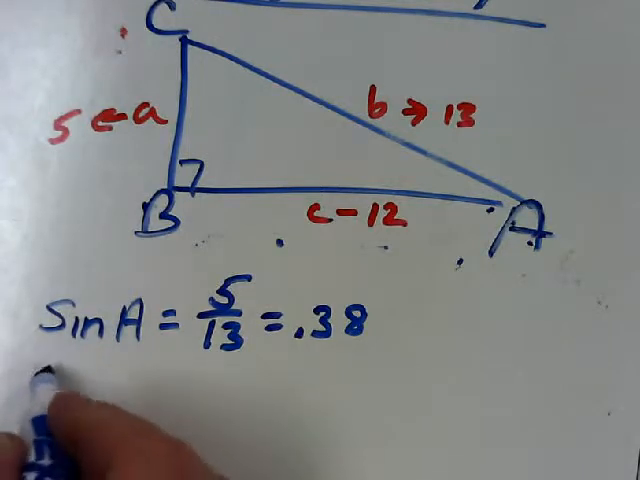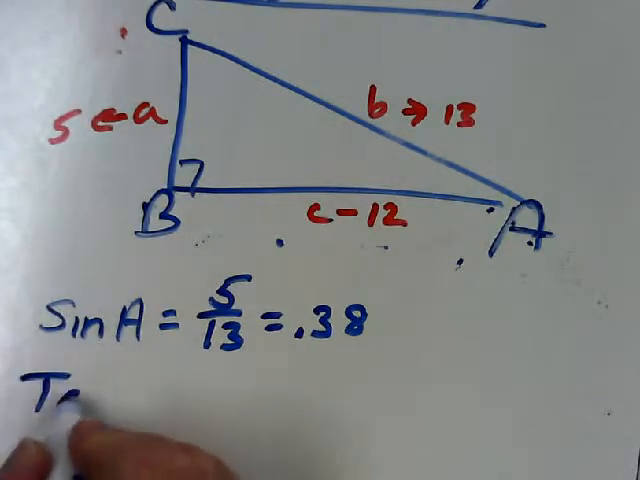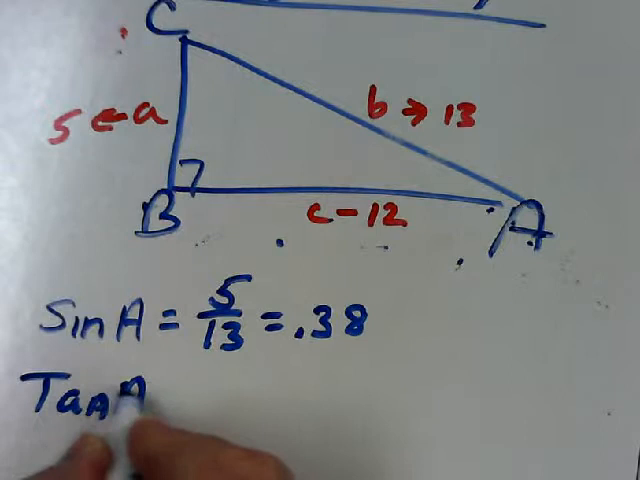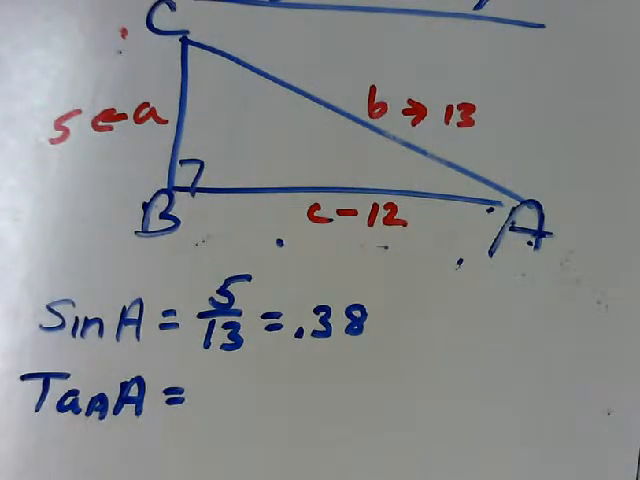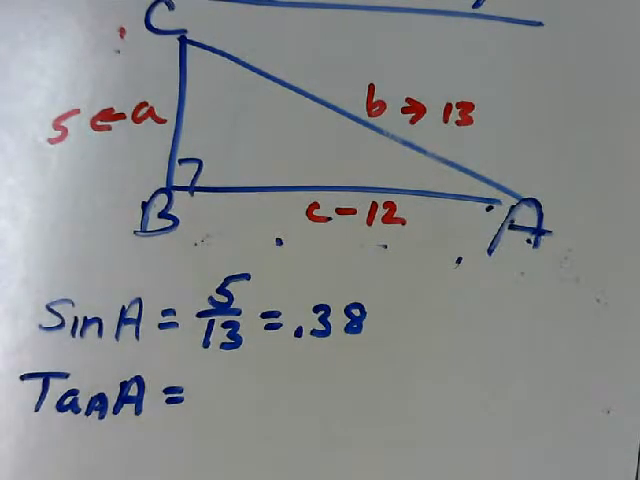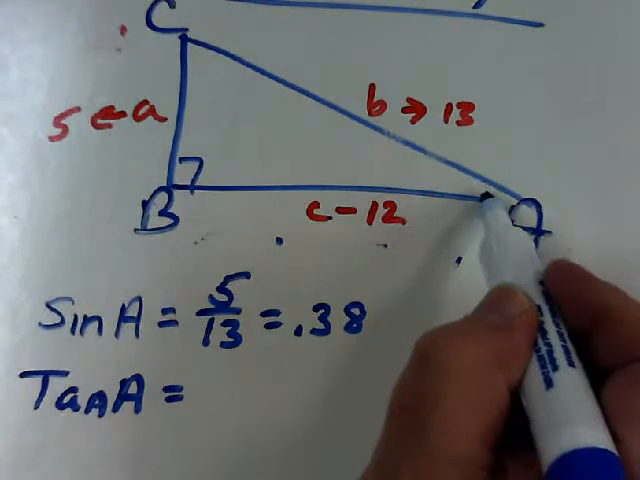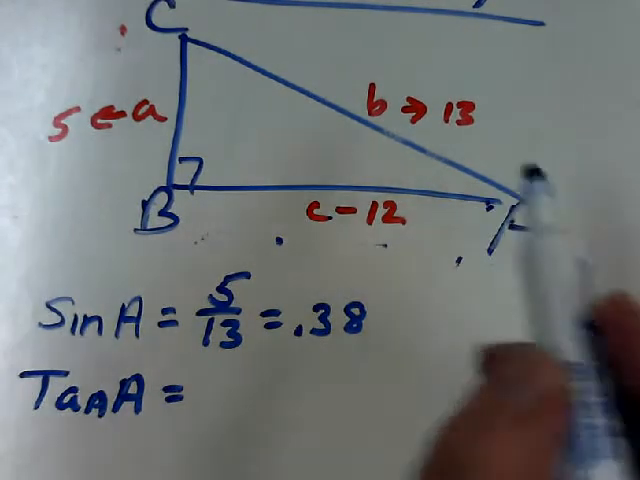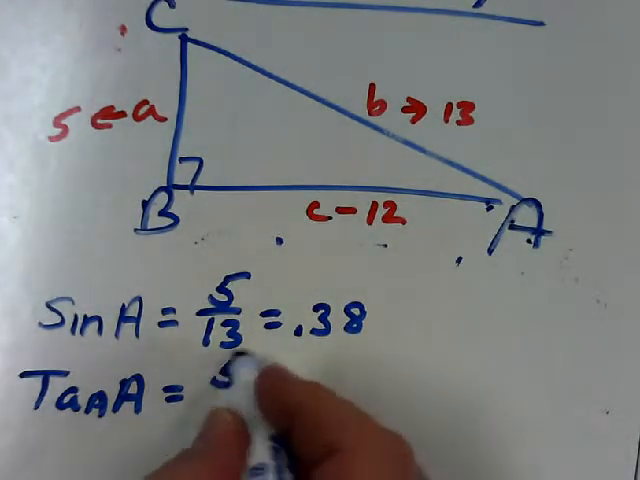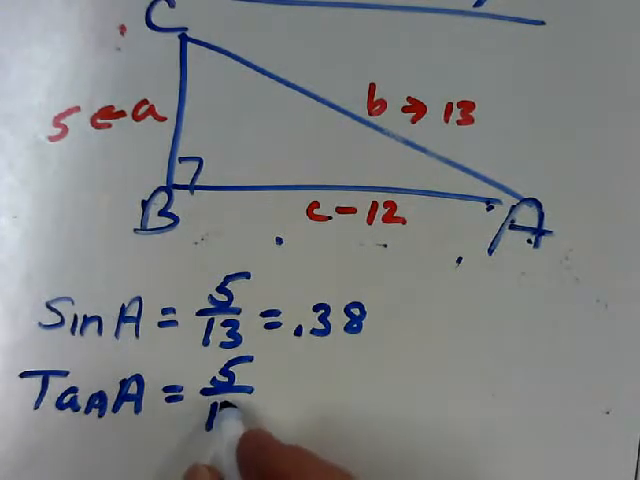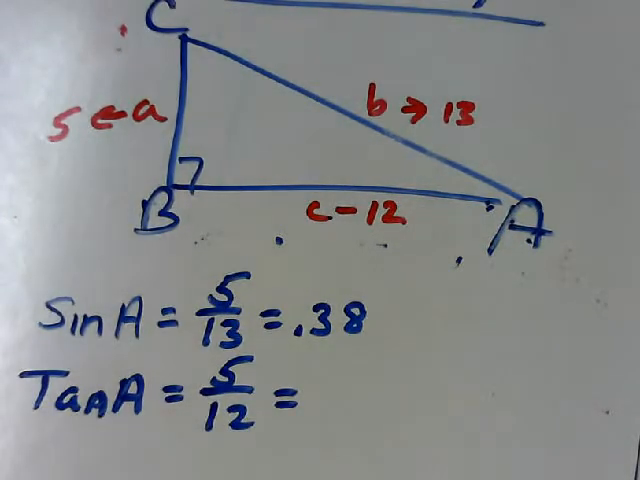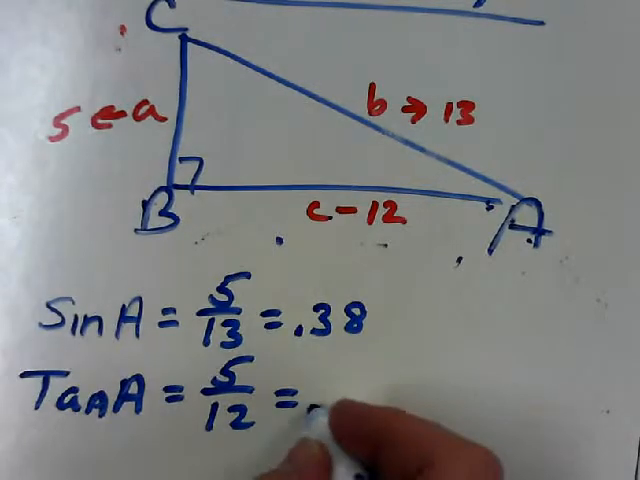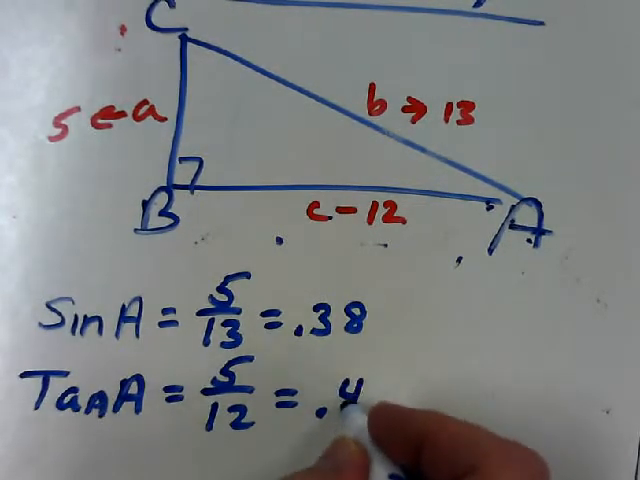What if I wanted to find the tangent of A? We said tangent's definition was equal to opposite over adjacent. So if I go to tangent of A, opposite is 5, adjacent, 12. And if I wanted a decimal equivalent, 0.42.